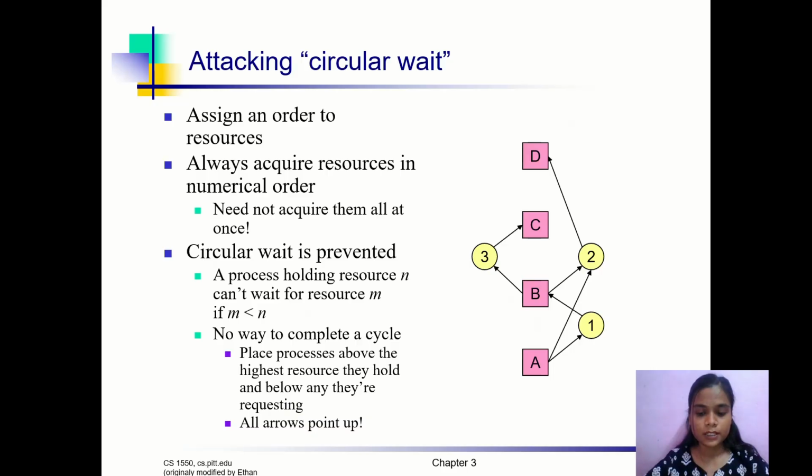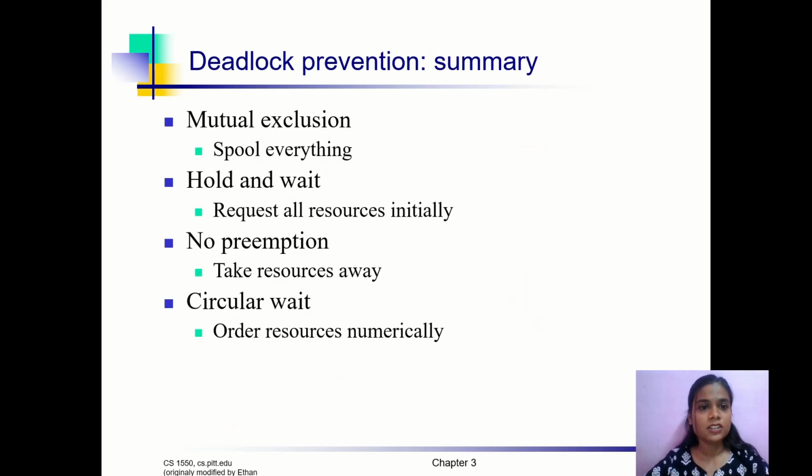All arrows point up. Deadlock prevention summary: mutual exclusion, spool everything. Hold and wait, request all resources initially. No preemption, take resources away. And circular wait, order resources numerically.